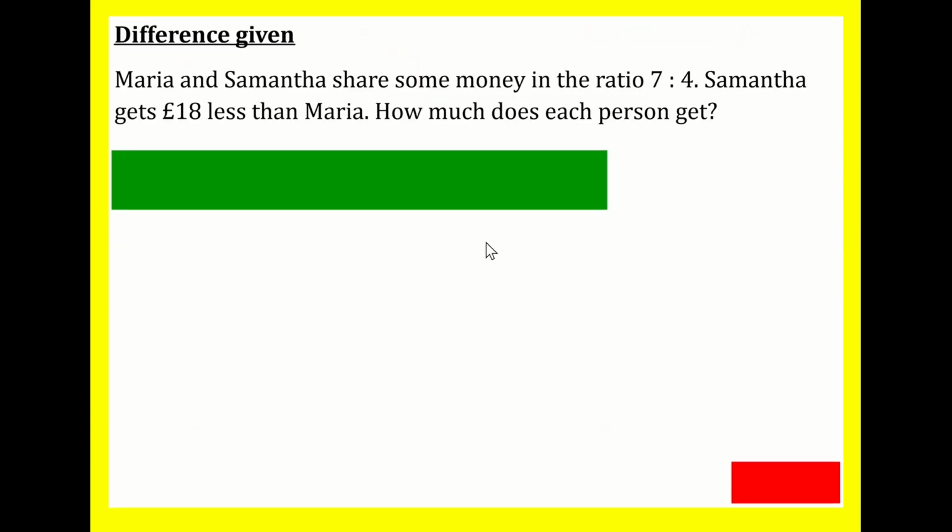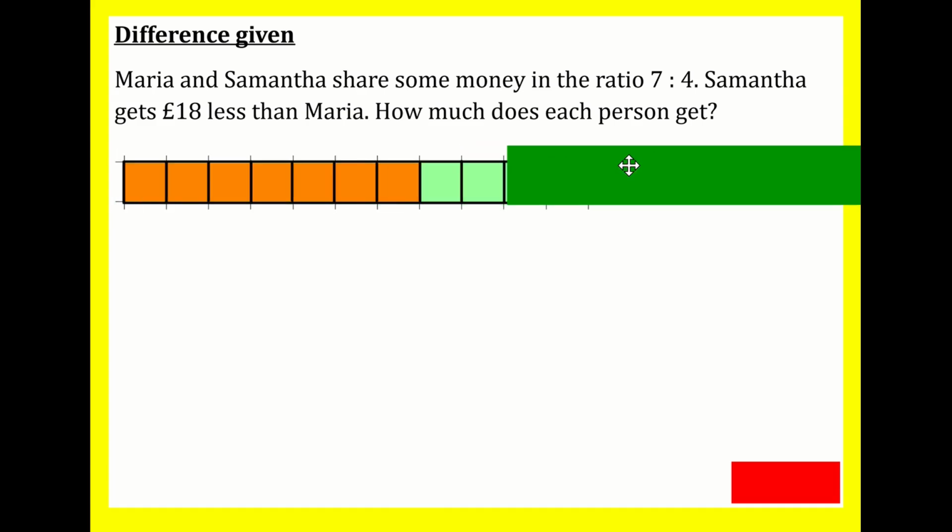Third example, and this is the most difficult one, I think. Like, if you haven't seen this topic for a while, this is the one that you'll forget how to do, in my experience anyway. So in this case, we've got a ratio, and then we're told the difference between the amounts. So we're not told one of the amounts, we're not told the total amount, we're told the difference in amounts. How can we work out how much each person gets?